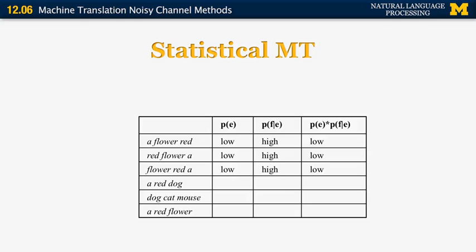Now let's look at "a red dog." Now "a red dog" is going to have a much higher P of E because it's something that you expect to see in English. But P of F given E is going to be low because the words here are not the ones that we saw in the French sentence. Next one is "dog, cat, mouse." That is going to have low values for both of those features. And finally, "a red flower" is going to have high values for both, and therefore a high product.